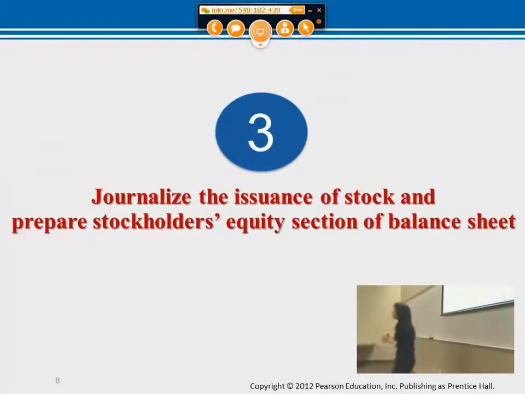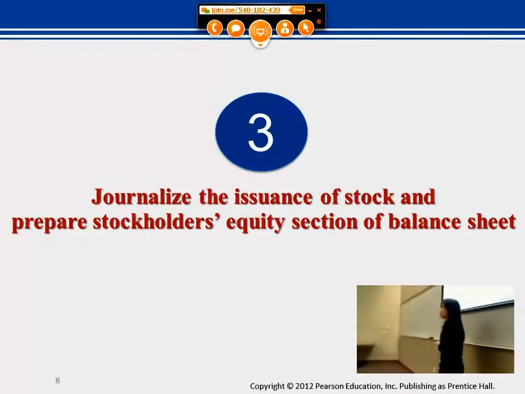Just to refresh your memory a little bit, on the balance sheet, the left-hand side is always assets, and the right-hand side is liabilities and equity. We talked about assets in Chapters 8 and 9, and short-term and long-term liabilities in Chapters 10 and 11. Now in Chapters 12 and 13, we're moving on to the equity section of the balance sheet.